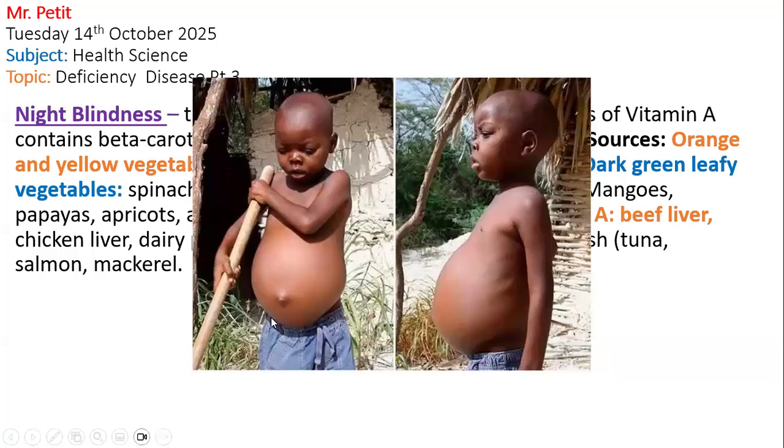How disturbing. I saw that in a science book before. What do we call this? It's very disturbing. He looks like he's carrying something in there, but it's not. It's a deficiency disease that he has. What is it called?